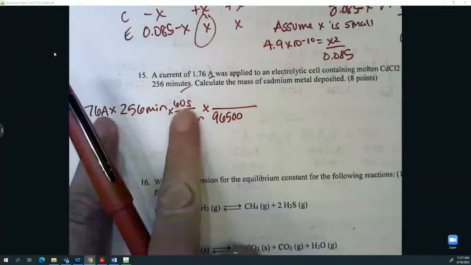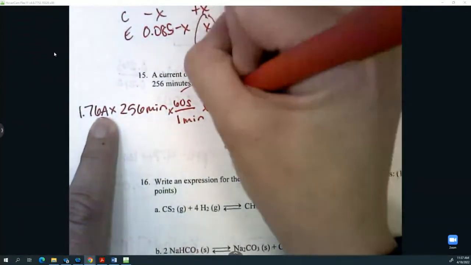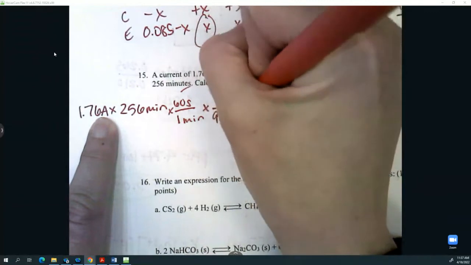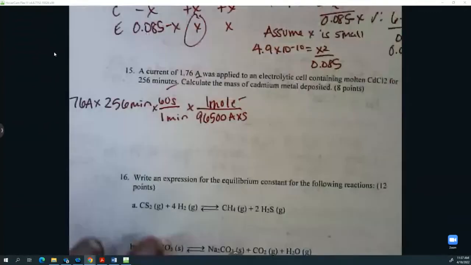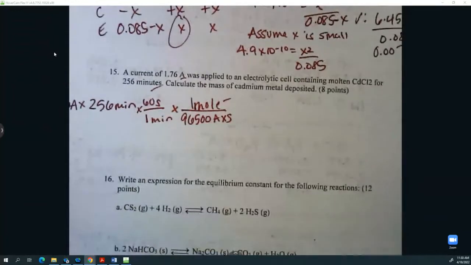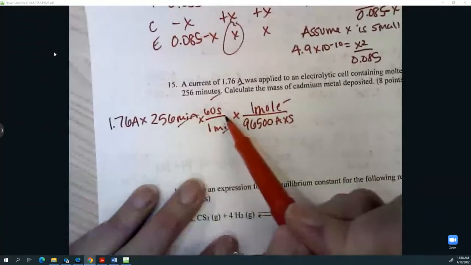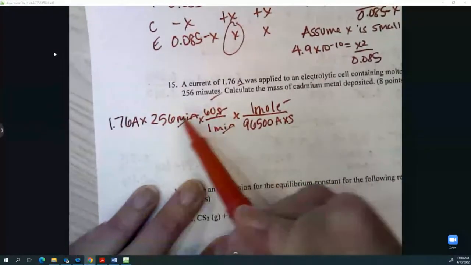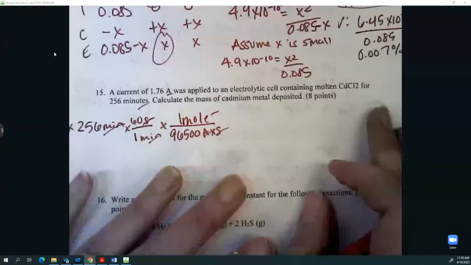In your head, you could convert amps times seconds to coulombs and leave it at that. And that's really 1 mole of electrons. It just says 1 mole, but that's really moles of electrons. So now let's check units here. Minutes canceled, and then amps times seconds canceled. So now I'm in moles of electrons only.